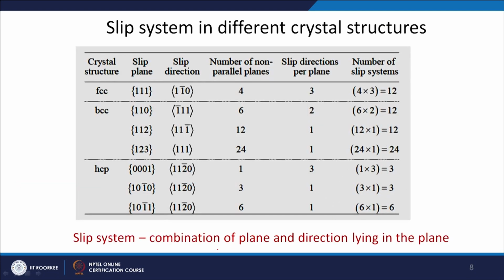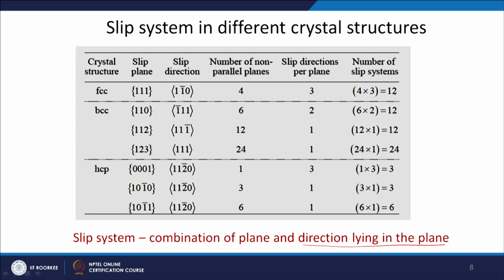So, that is what we want to tell you in this next slide: a slip system is a combination of a plane and a direction lying in the plane. So, what is the combination of the plane and the direction which is lying in it? The slip plane in FCC, we have told you, is the 111 plane, the close pack plane. The slip direction is of the 1/10 type. Now, the number of non-parallel planes is only 4, and slip directions per plane is 3. So, the number of slip systems is 12.